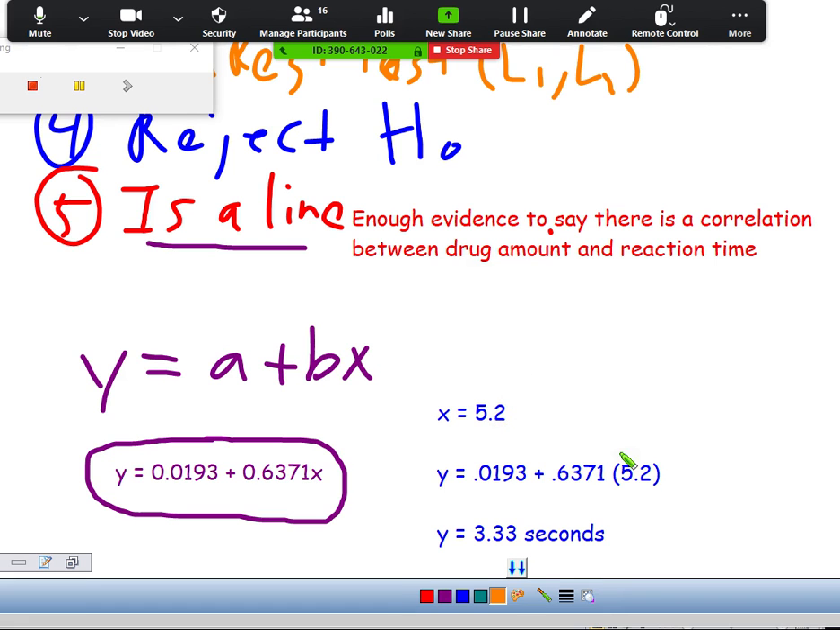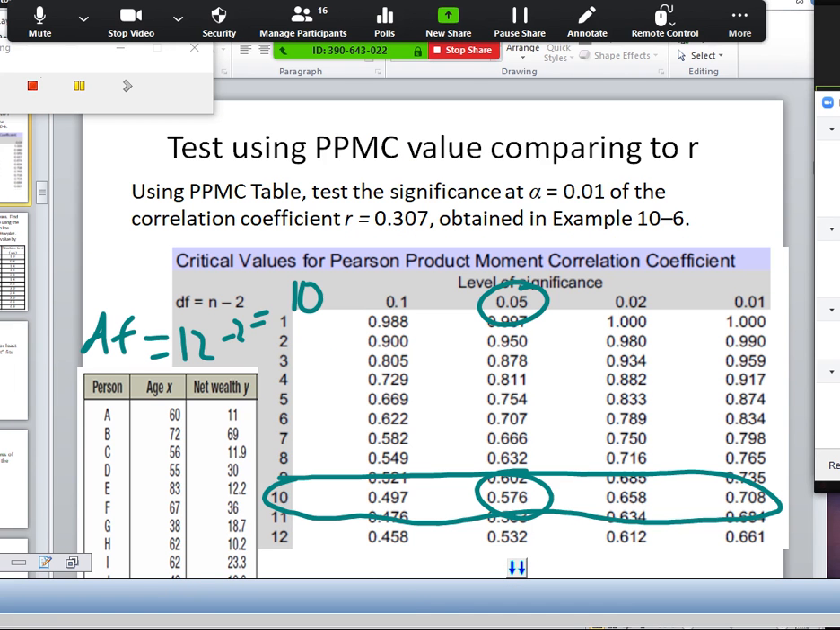So put 5.2 in there for x, because this is my x value, right? Percent was my x's, so it means that when my x is 5.2, what's my y? So I'm going to put in 5.2 for x to figure out what my y is. I get y is 3.33 seconds when x is 5.2. So when I get 5.2% of drug, then my reaction time is 3.33 seconds. Okay.